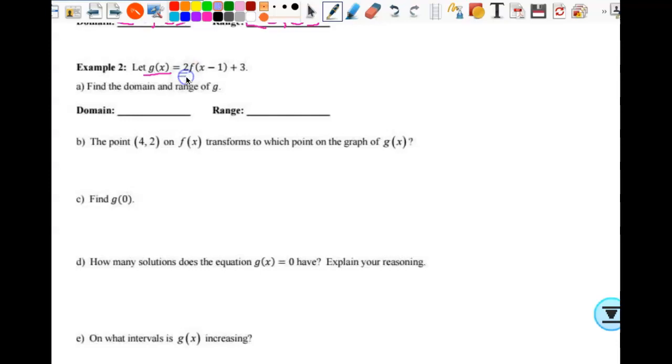So does the 2 affect x or y? Y. So I'm going to underline it twice. The 1 affects what? X. And the 3? Y.